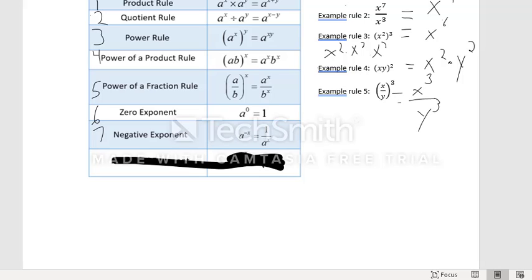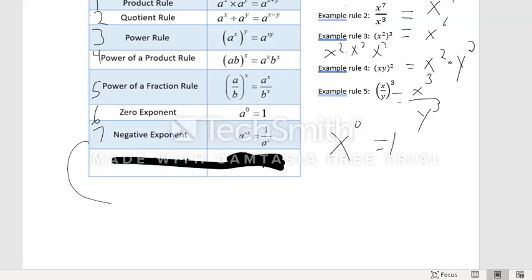Okay, another new one, the 0 exponent. If I have something to the 0 power, it equals 1. So x to the 0 power equals 1. y to the 0 power equals 1. Anything to the 0 power is equal to 1.